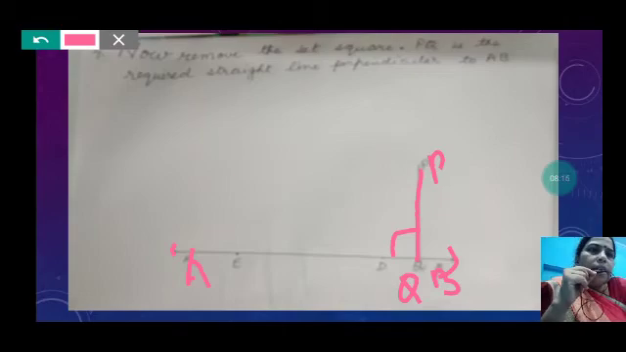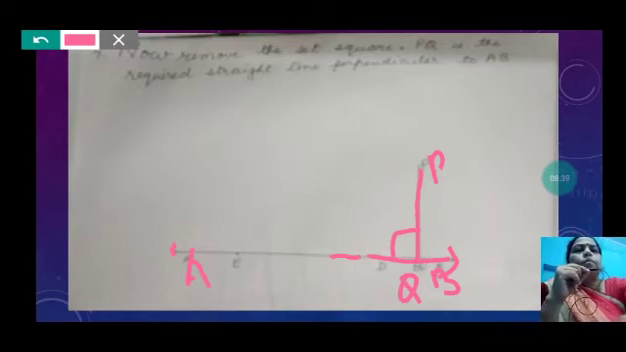So we have read in the definition, what are perpendicular lines? Perpendiculars are the lines which, when they come in contact with another line, make 90 degrees. So here you can see that the lines are making 90 degrees. So this PQ is perpendicular to AB.